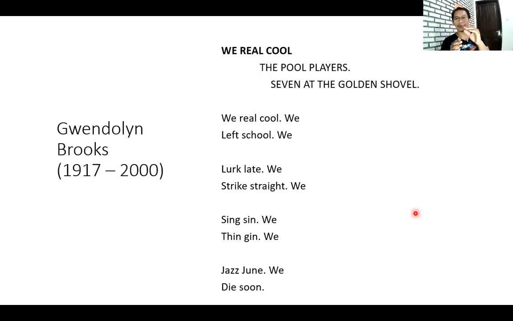From the first line, we know that the sentence structure is more casual. We know further when we find, for example, "We thin gin." I don't know whether we drink thin gin here, or it can also be we thin our gin with, I don't know, water or something to make it thinner. "We jazz June." These are not very common, not very grammatically correct sentence structures. But we cannot say that the English is incorrect. Well, this is the English that some people use. So it's okay. But we get the impression that it is casual in the use of sentence structure. So we can say that the tone of this poem is, yeah, casual.